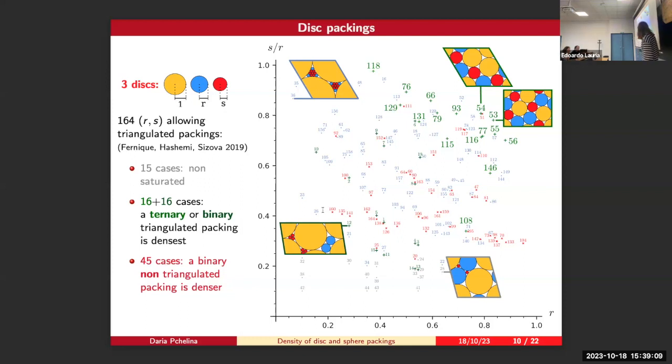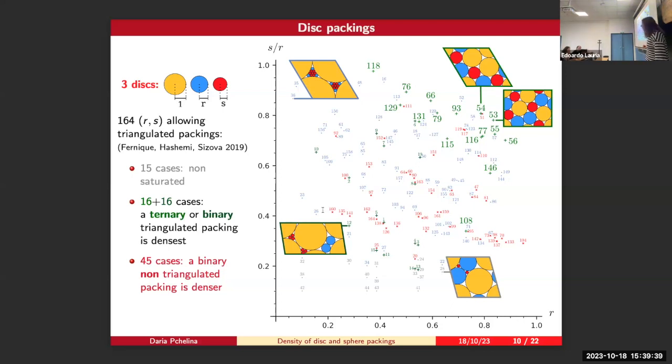So each point here corresponds to a triplet of disks allowing a triangulated packing. For instance, here, you see that R is very small. So blue disks are really very small, and S over R is almost 1. So red disks are almost as big as blue ones. So you can see that it's a triangulated packing. Indeed, it looks like it.